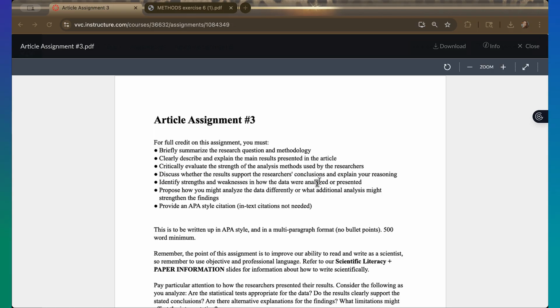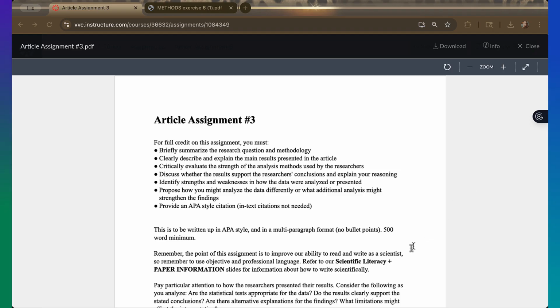Once you've summarized the results, move on to the critical evaluation. So this is the heart of your paper. Ask yourself, were the statistical tests appropriate for the type of data collected? Did the authors choose the right analysis for their research design? Were their conclusions reasonable given the evidence? For instance, if a study used a t-test when the data were not normally distributed, you could note that as a potential issue. The key is to show you understand how data analysis connects to scientific conclusions.